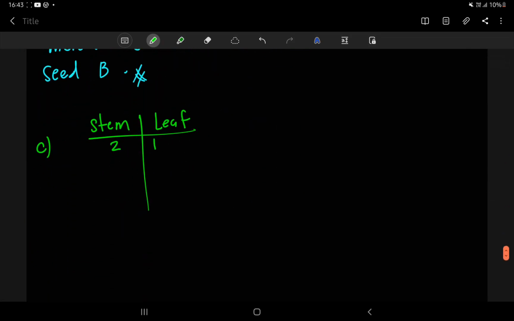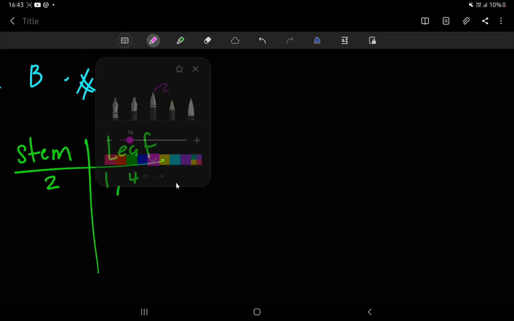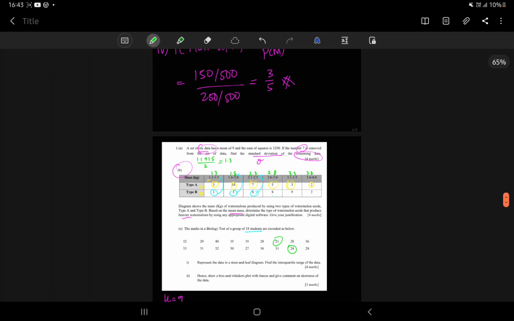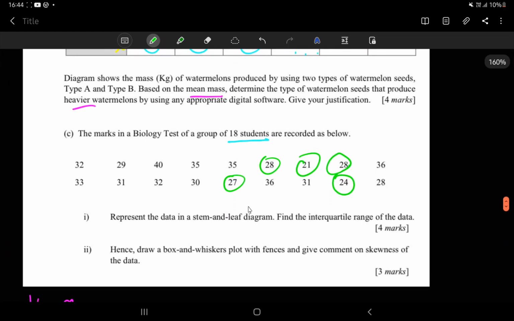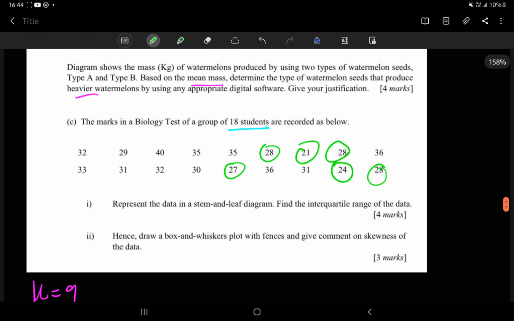We already have 2 over there, so we just write 4 in the leaf part. Let me finish the 2 part first. So 24, what else? 27, and 28. We have 3 28s, so 28 over there. And lastly is 29.